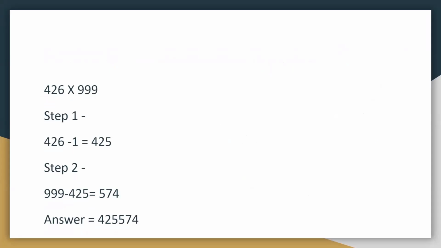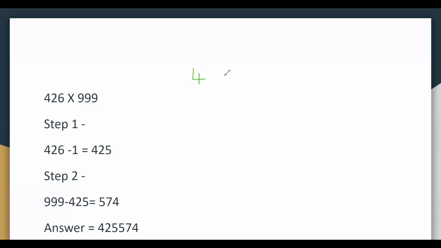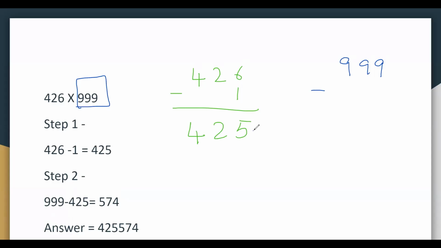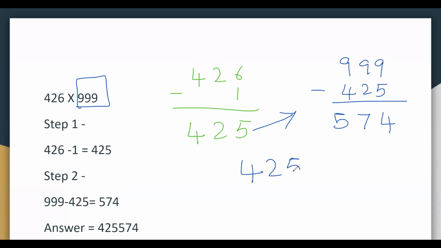Let's try another question. 426 into 999. So the first step, we are going to subtract it. So we get 425. The second step, 999, that is the number given here, minus this. So we get 999 minus 425. So 574, and here is your answer. That's it. It's super easy.